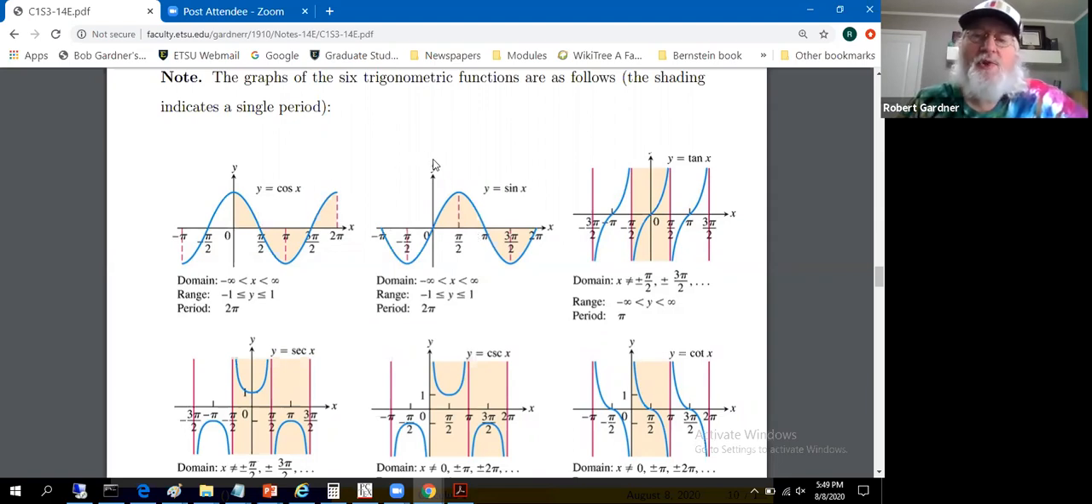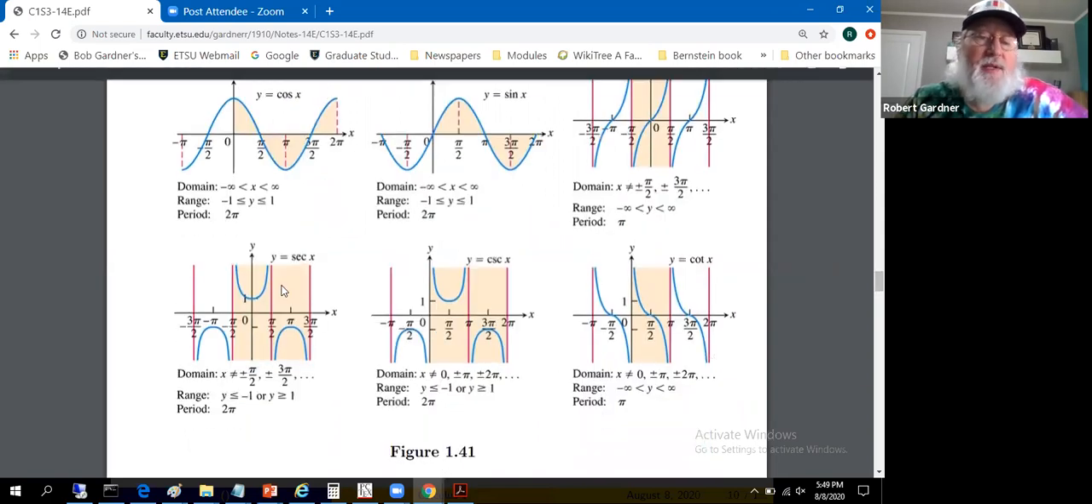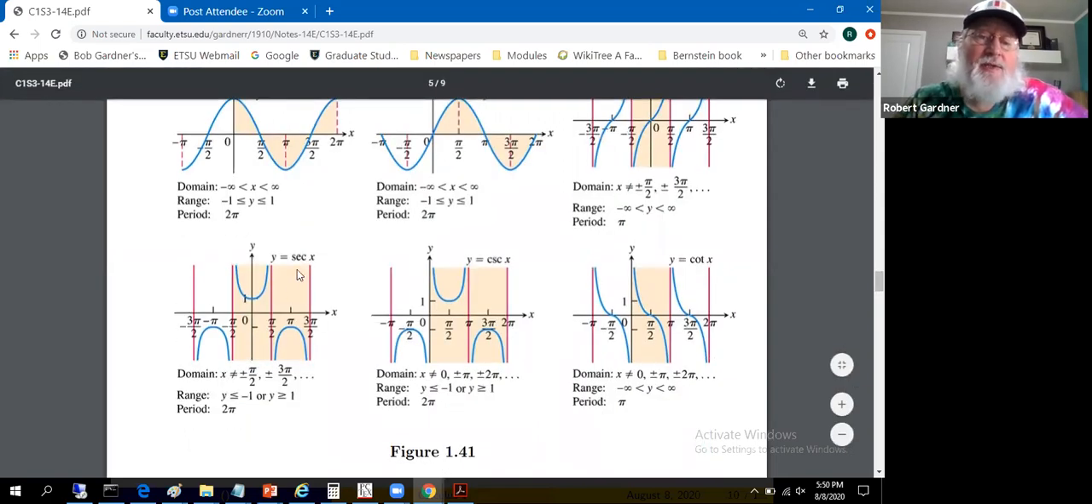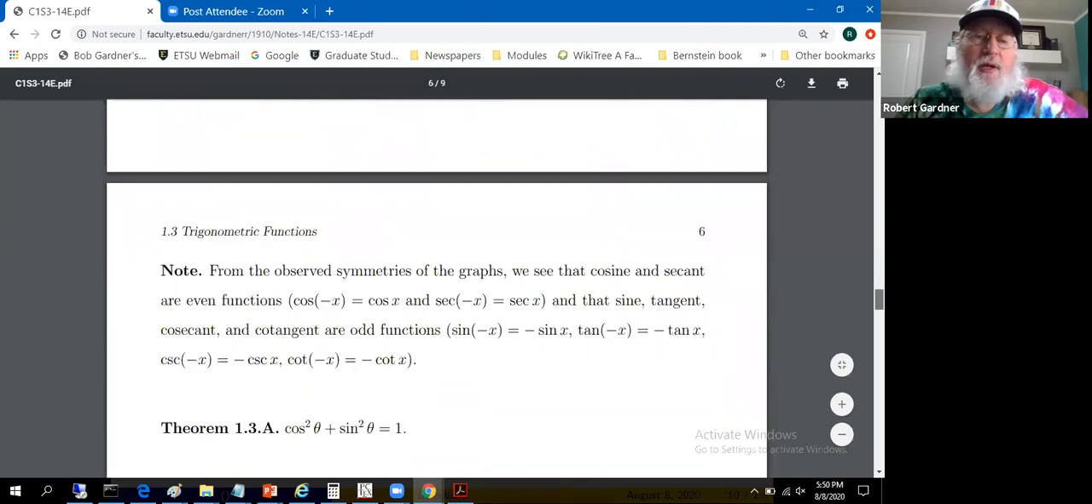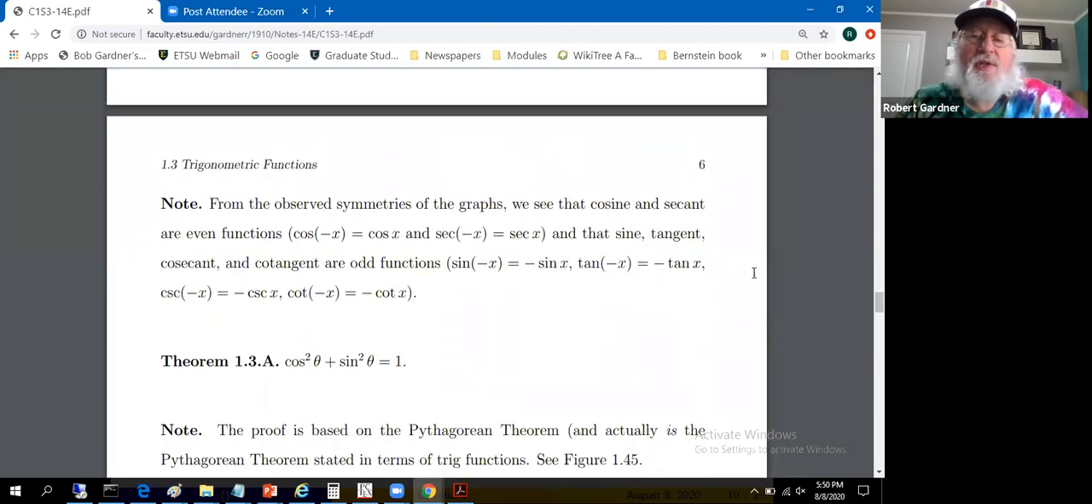So even function, odd function. By the way, this is an odd function as well. Tangent function is an odd function. This one is symmetric with respect to the y-axis, so secant must be an even function. Cosecant is an odd function. In summary, without getting too much into that, here's a list of which is even and which is odd. Cosine and secant are even. Sine, tangent, cosecant, and cotangent are odd.